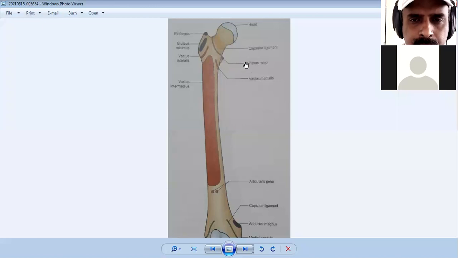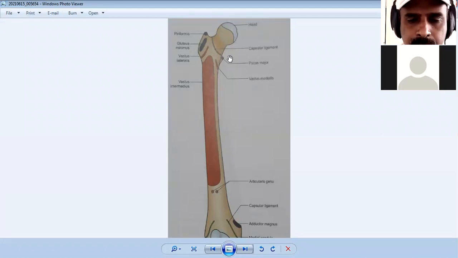Here in the external features, as I have told, the femur is the longest and strongest bone of the body. You should remember the longest and strongest is the femur, the smallest bone is the stapes, which is present in the ear, and the largest sesamoid bone is the patella, and there are 206 bones in total in the body. These are the points you should know in the study of osteology.